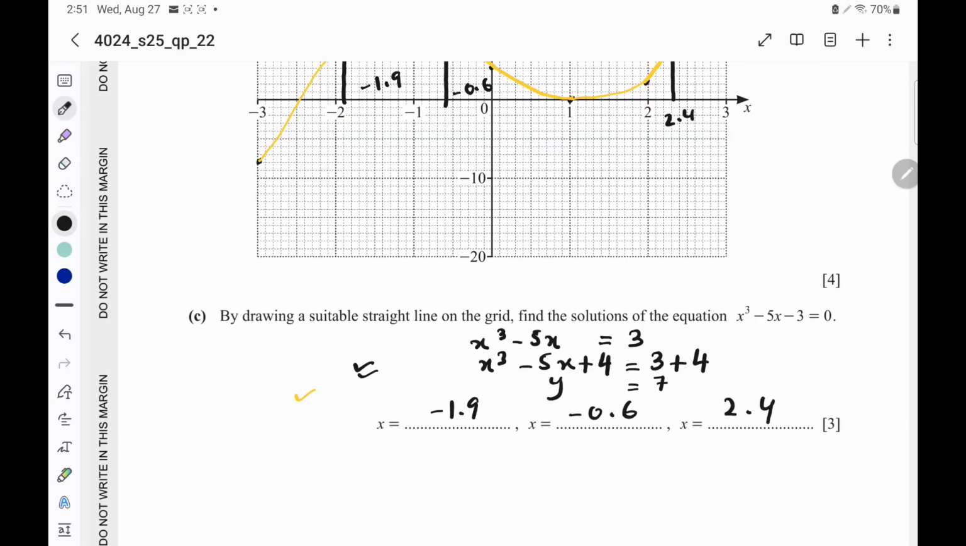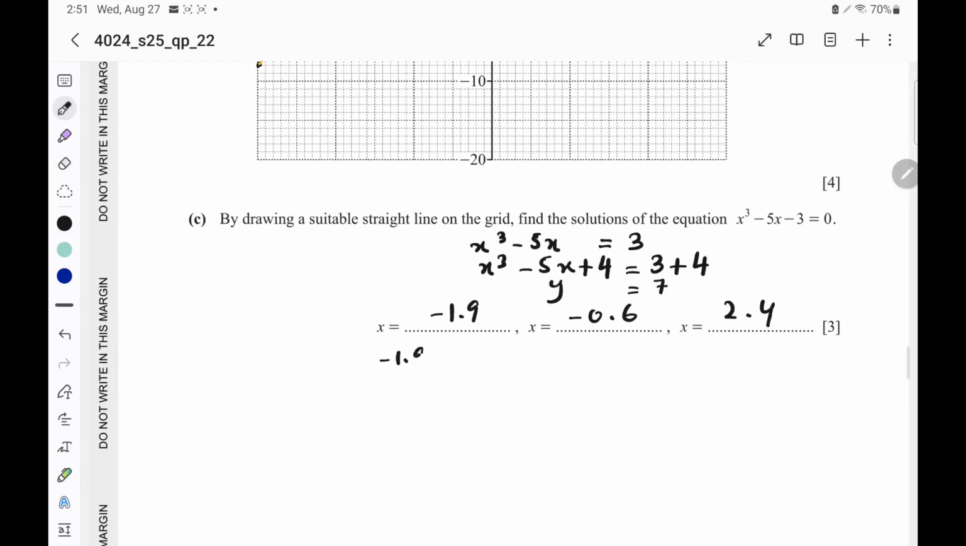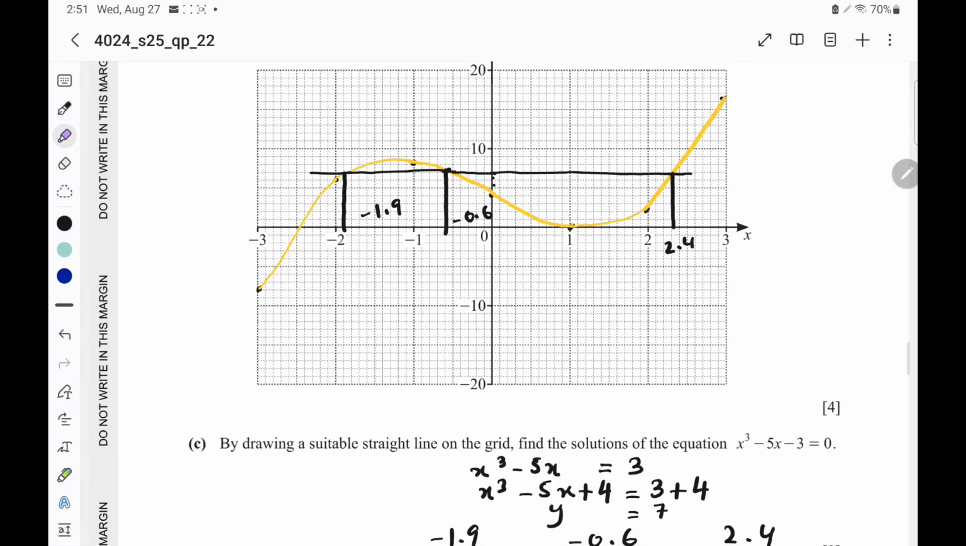The range given in the marking scheme, you can check, is minus 1.95 to minus 1.7, minus 0.8 to minus 0.5, and 2.3 to 2.6. Whenever you draw this straight line and find the points of intersection, like here and here, these lines are intersecting at these 3 points. So just check where it is intersecting on the x-axis. If it's coming in the same range, then your answers are correct.